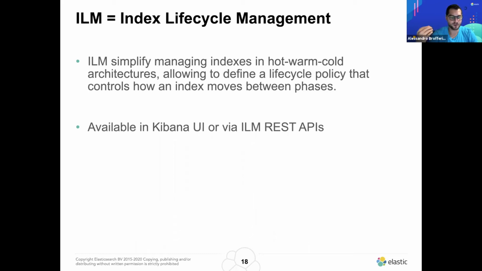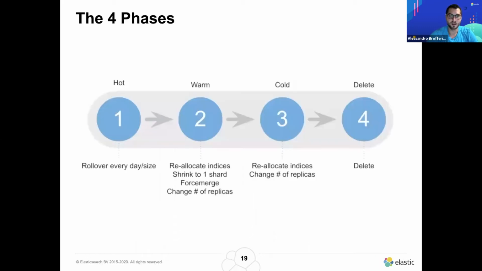For this feature, we have a dedicated Kibana interface, so you don't need to know the exact code to use it with REST APIs, but anyway, you still have a dedicated REST API for configuring it. Normally, most of the regular users go for the Kibana interface because that's definitely easier to manage. So ILM permits defining 4 phases.